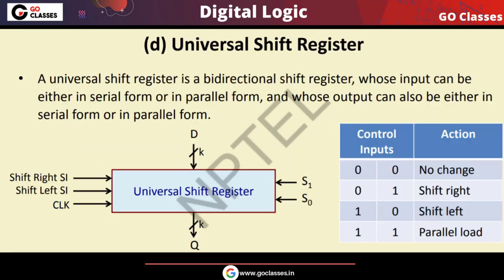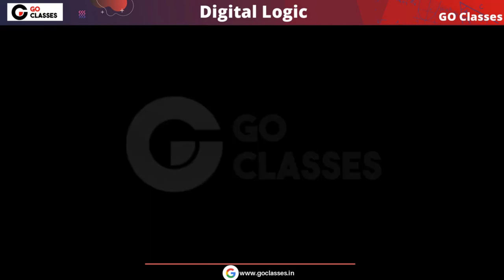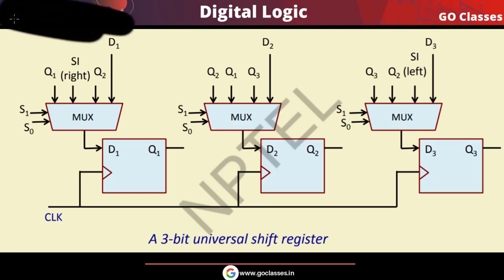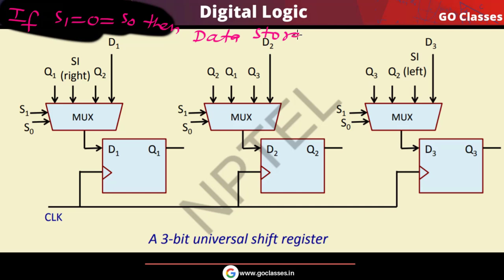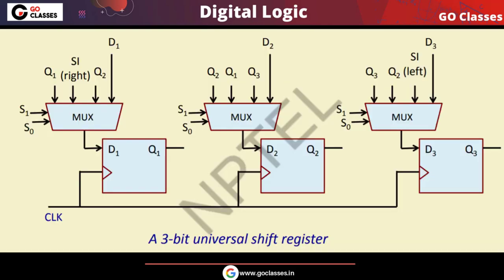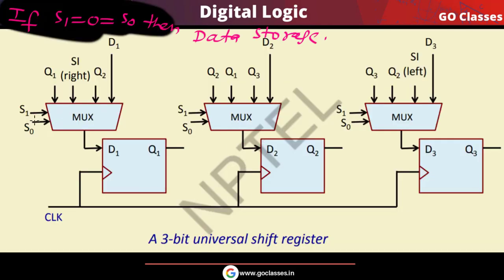So let's analyze what will happen when you have 0 0, that is, when s1 is 0 and s0 is 0. In this situation, what should happen? Let me write here: if both are 0, then basically this is data storage, so there should be no change. Data should be retained. Now let us see whether it is happening or not.